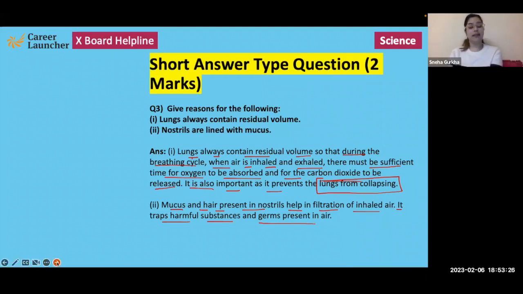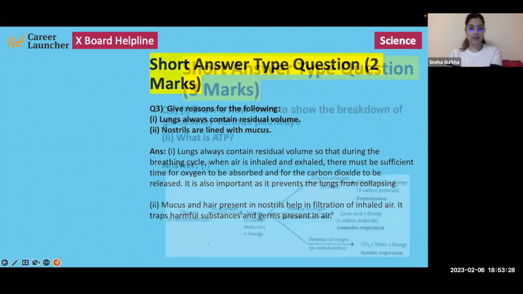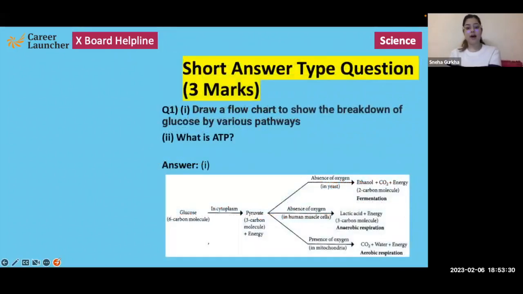Let's move to the next set of questions. These questions are 3-marker questions. So we'll be required to answer these questions in a little more detail as compared to the answers that we gave in a 2-marker question. So this question is divided into 2 parts. First part, draw a flowchart to show the breakdown of glucose by various pathways. And second part, what is ATP?